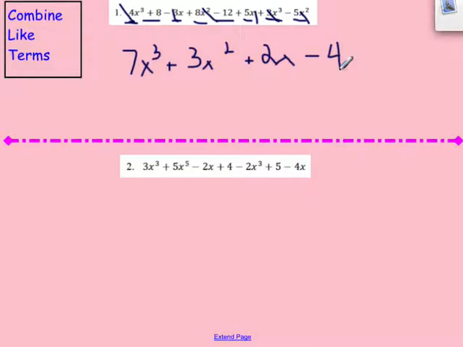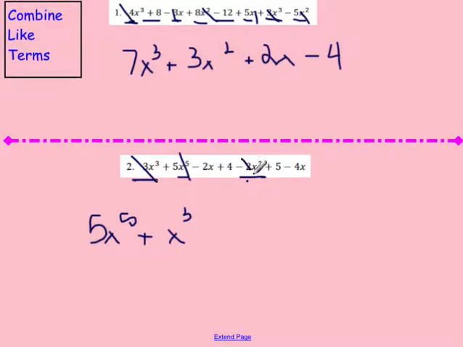Okay, so next, let's take a look at number 2. I noticed that 5x to the 5th is my largest exponent, so I'm going to write that first. Then my next largest exponent is 3x to the third minus 2x to the third. So I'm going to subtract those coefficients and I'm left with 1x to the third, which I can really just write as x to the third. Next I have negative 2x minus 4x. That's going to give me negative 6x. And then 4 plus 5 is going to give me 9.